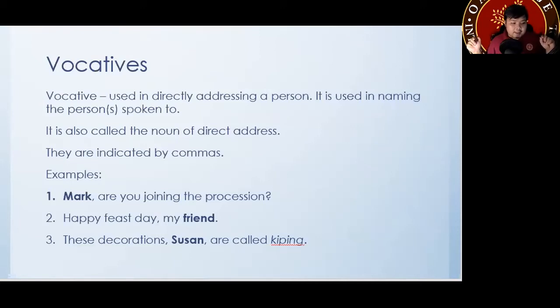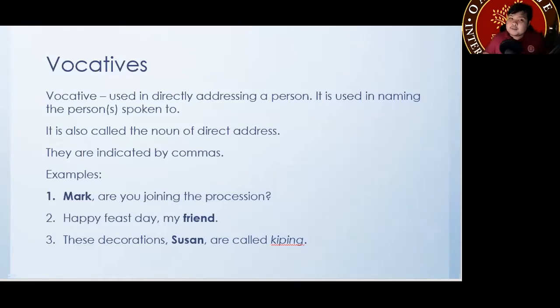You will not include the determiners. You will not include the adjectives. Basically, it's just the noun itself. That's a vocative. Next, these decorations, Susan, are called keeping. Again, it's being directed at a certain person, Susan.